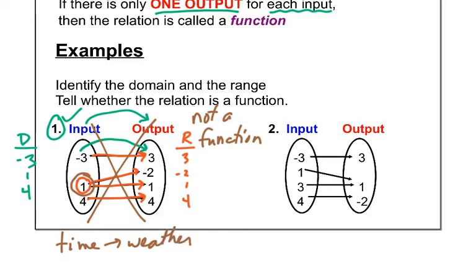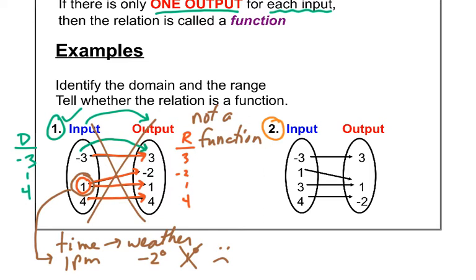So if I use this example that we have here, if 1 is my time, at 1 p.m., is it possible to be both -2 degrees outside and 1 degree outside? That'd be very, very strange, right? So you can only have one output for each input. All right, that's number 1. You want to try number 2 on your own? Why don't you go ahead and pause the video and give it a try.